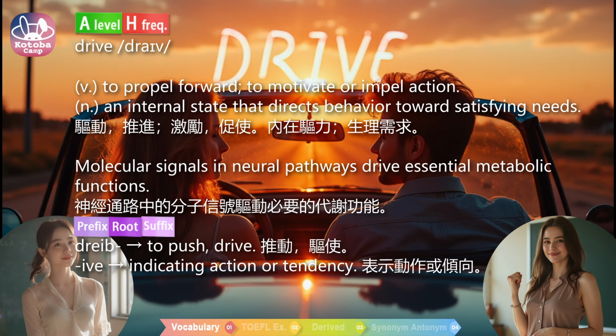Drive. To propel forward. To motivate or impel action. An internal state that directs behavior towards satisfying needs. Molecular signals and neural pathways drive essential metabolic functions.